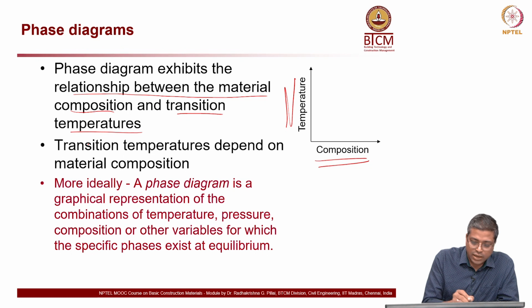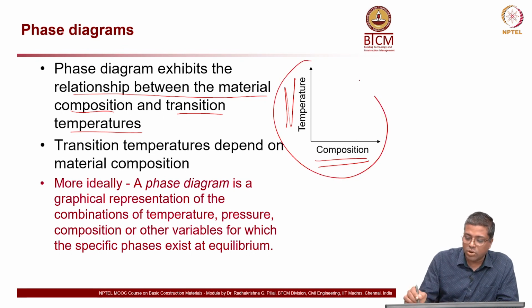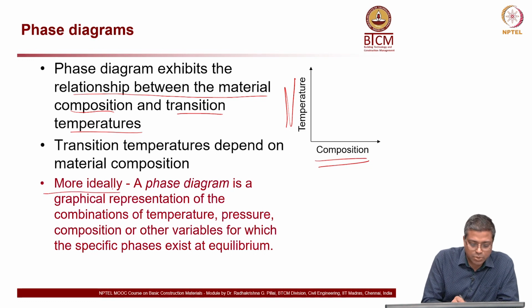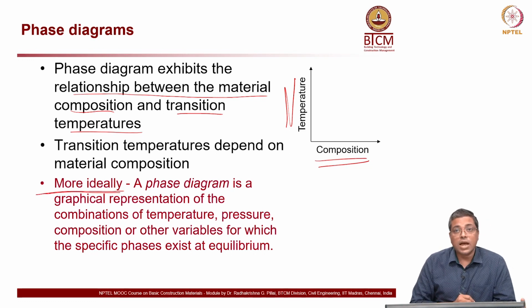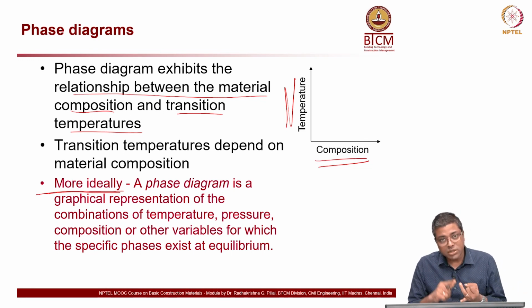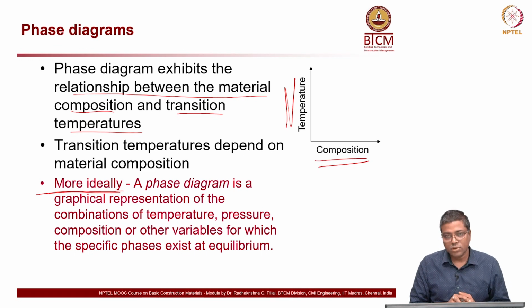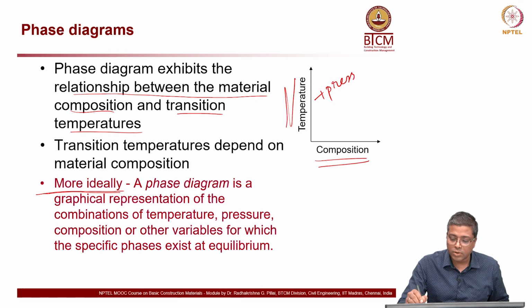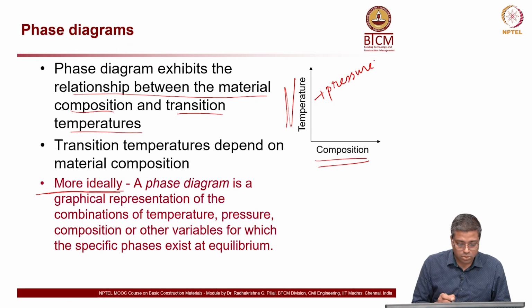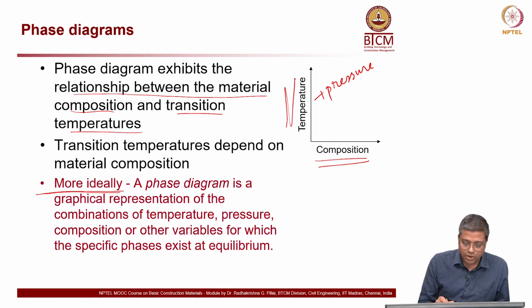Here I am showing only temperature and composition, but that is not the only thing. Ideally speaking, a phase diagram is a graphical representation of combinations of temperature, pressure and composition. So not only temperature, but pressure also will come. Temperature, pressure and composition, or even other variables, for which the specific phase exists at equilibrium. So this is what a phase diagram is.